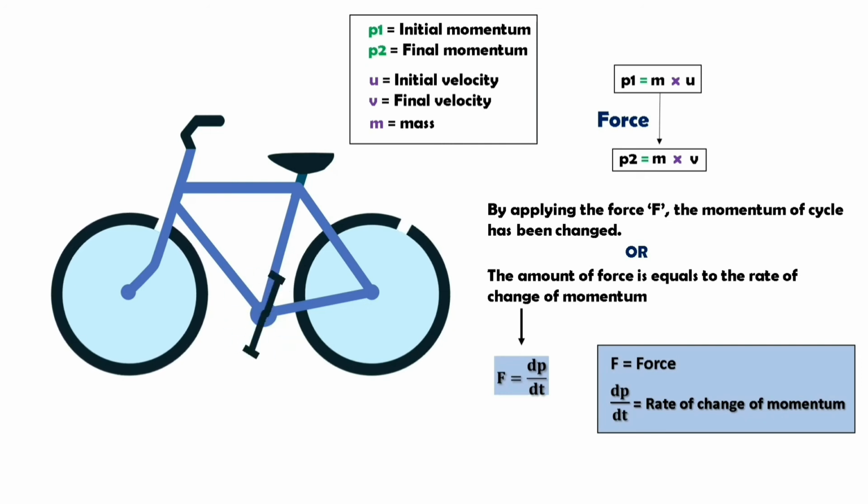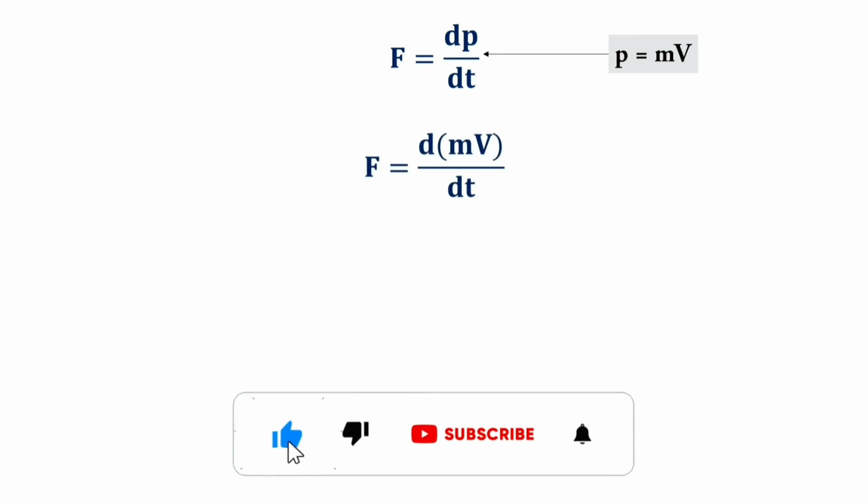From the previous video, we know that force is equal to m into a. Now let's derive this equation with the help of F is equal to dp by dt. So now let's consider force is equal to the rate of change of momentum, that is F is equal to dp by dt. And we know that momentum is equal to mass into velocity. Now let's substitute this in the main equation. We get F is equal to d by dt of m into v.